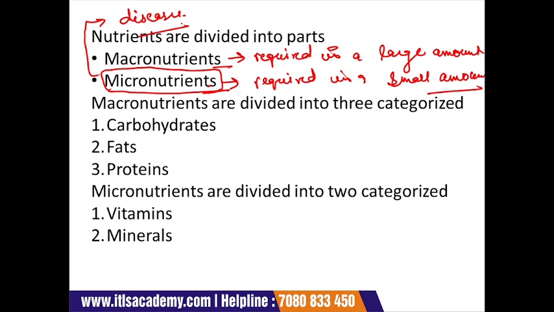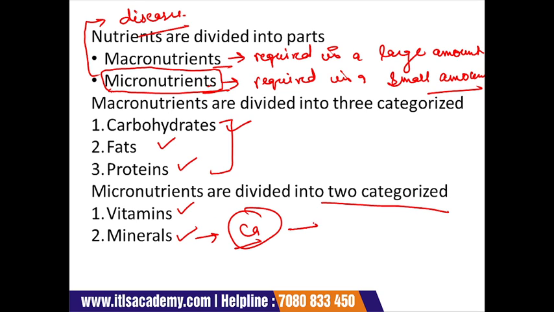Okay. So here first of all we are going to see that macronutrients are divided into 3 parts. One is your carbohydrates, fats and proteins, and micronutrients are divided into 2 categories. One is your vitamins and one is your minerals. Now suppose we have a deficiency of calcium. Okay, then what happens? It converts into a disease, like our bones become weak. Okay, so what we have to do is take a supplement for this calcium to fulfill our calcium demand.